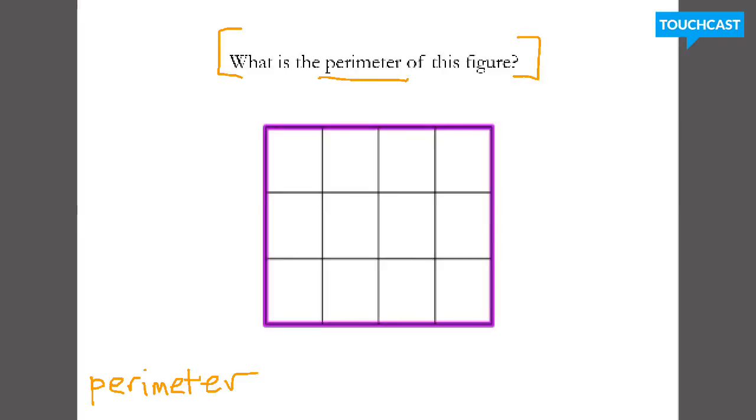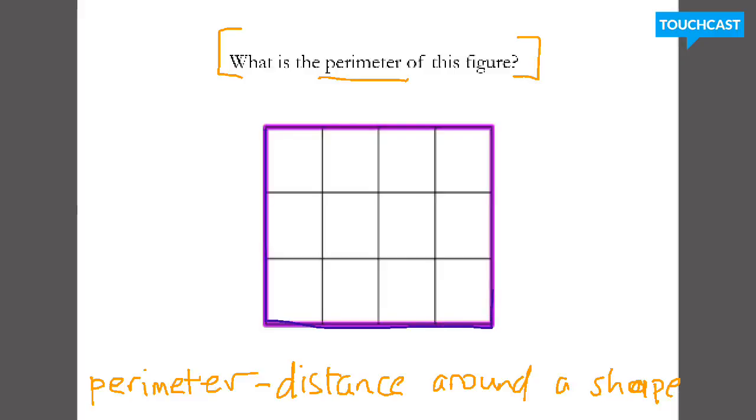And we know that perimeter is the distance around a shape. So if we take a look at this, we know that the distance is actually all of this purple. So right now, using your strategy that you learned in class, I want you to calculate the perimeter of this figure.